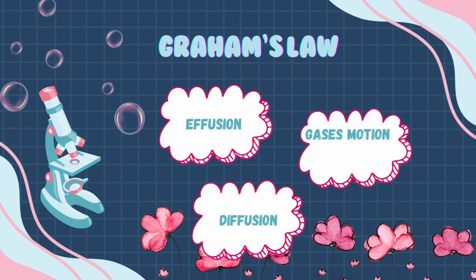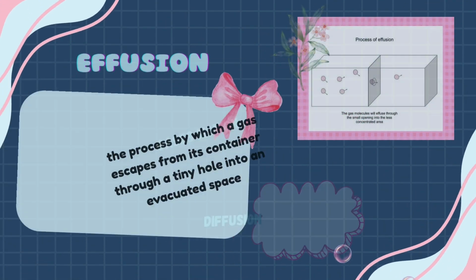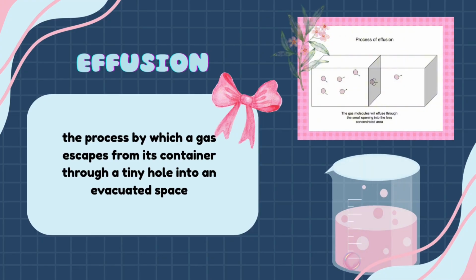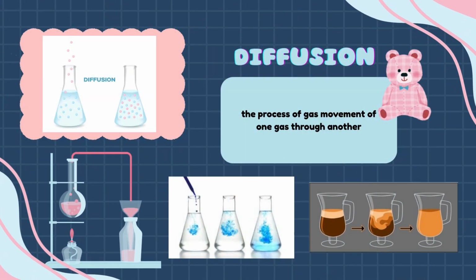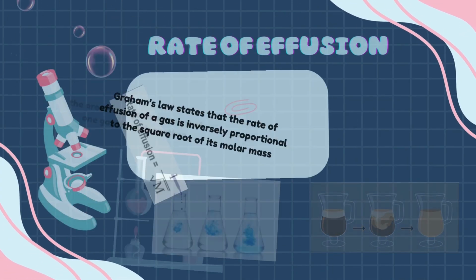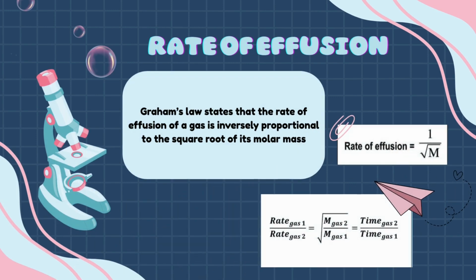Graham's law, effusion, diffusion and gaseous motion. Effusion is the process by which a gas escapes from its container through a tiny hole into an evacuated space. Diffusion is the process of movement of one gas through another. Rate of effusion. Graham's law states that the rate of effusion of a gas is inversely proportional to the square root of its molar mass.